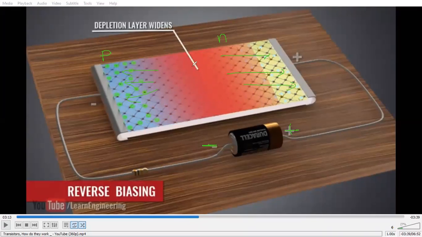So this type of connection we call reverse bias. Reverse bias means there won't be any current flow. That means if you put a bulb here, the bulb will not light up.